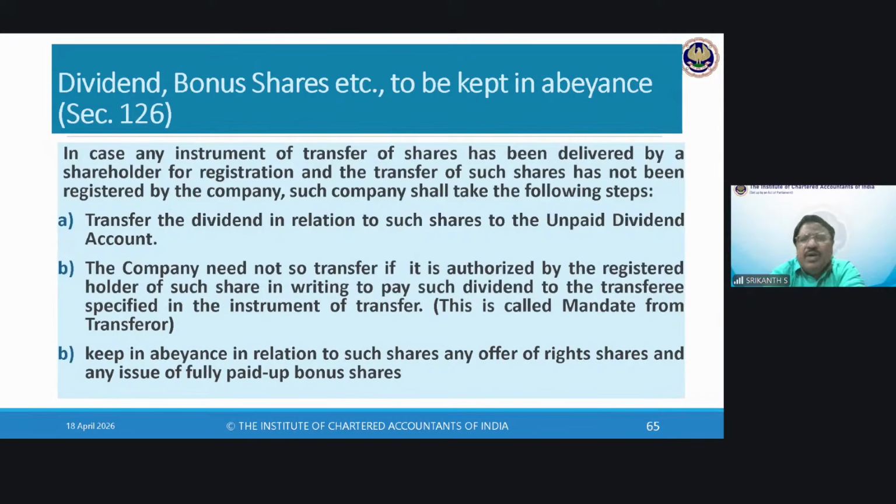Okay. Whereas if it is sold ex-div, no problem, because you will get the dividend on that day. After that, I will register my share and I won't get the dividend. No problem, because I didn't pay you the dividend. So this is the extraordinary case of cum div purchases. It will happen. This section 126 will apply. Or there could be a dispute as to the ownership of the shares. Whatever it is, the company has to keep in abeyance in relation to such shares any offer of right shares and fully paid bonus shares, and all of it will be kept in abeyance, okay, till such time the dispute is resolved.